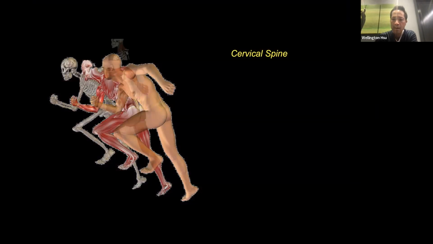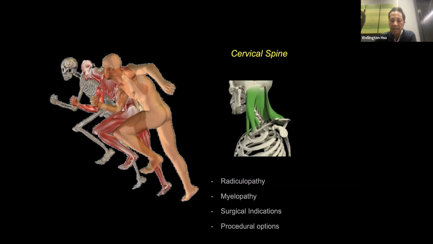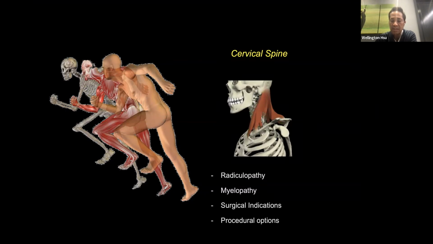Okay, cervical spine, a couple of conditions we need to be concerned about: radiculopathy versus myelopathy. Surgical indications, for the most part, are going to be pretty clear cut for all the surgeons that you guys are working with. There are some subtle nuances that may come about when you work with the three of us, but in general, what I will be saying will be true for pretty much all the surgeons in our group.